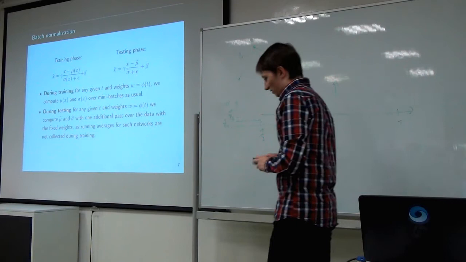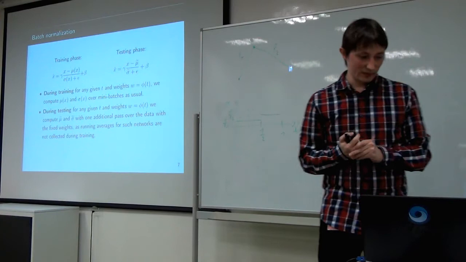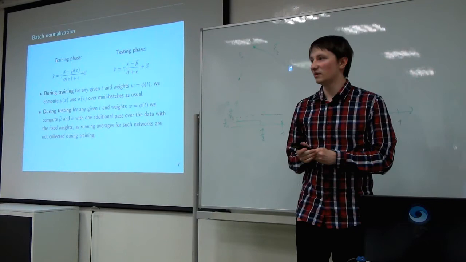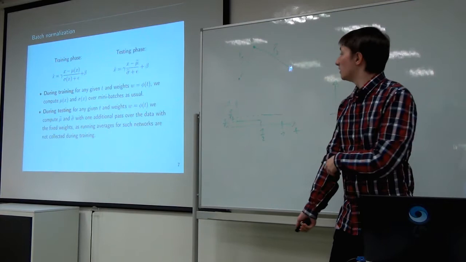And it turns out that people sometimes forget to recompute batch normalization statistics when they change the weights of the neural net. And it could affect the performance of the network.